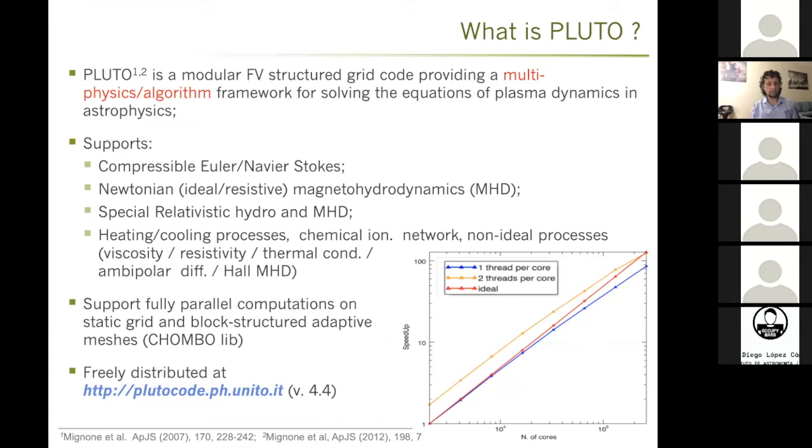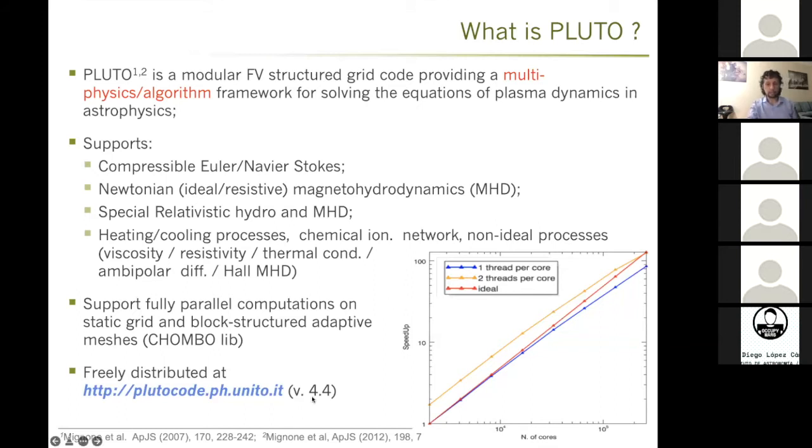And then we have a bunch of different heating or cooling processes. I mean, non-ideal physics like cooling, network, ambipolar diffusion. I keep saying this, but actually it's not in the code already. But we have thermal conduction, resistivity, Hall MHD, and a bunch of other stuff. The computations are possible both on static and block structured adaptive meshes by using the Chombo library. PLUTO scales fairly well. We went up to more than 200,000 processors, achieving very good scaling. That actually was some time back.